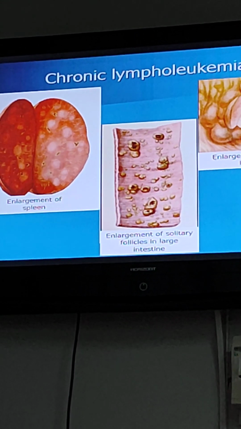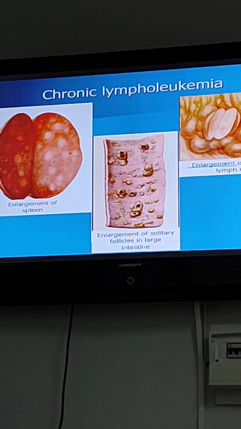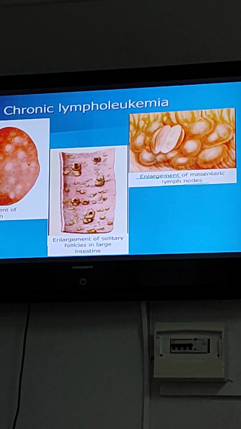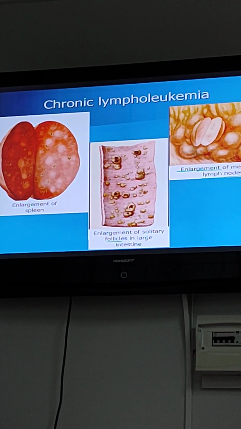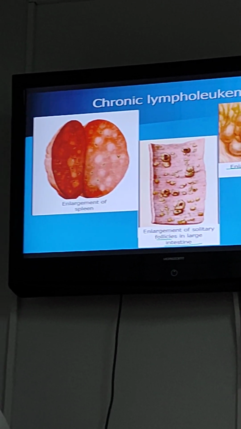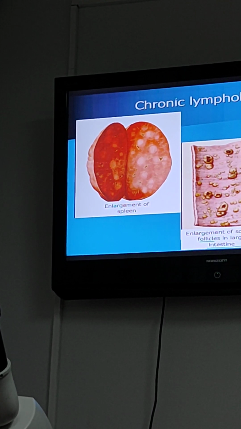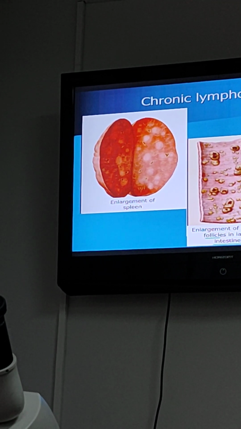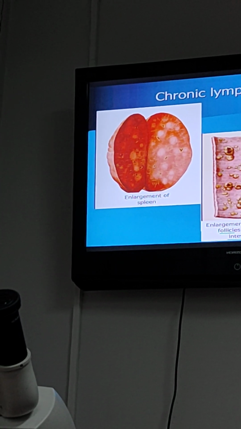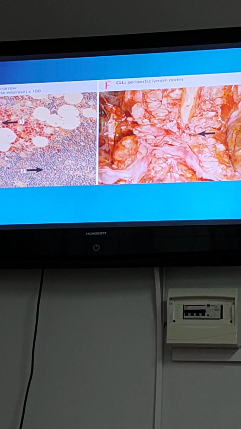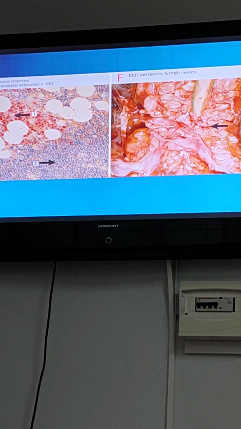In chronic leukemias, we see predominant enlargement of lymph nodes. All groups of lymph nodes are enlarged, including enlargement of follicles in the intestines. The spleen is enlarged, starting from the lymphoid follicles. Lymph nodes and other peripheral lymph nodes become bigger and larger. This picture shows enlarged periaortic lymph nodes.